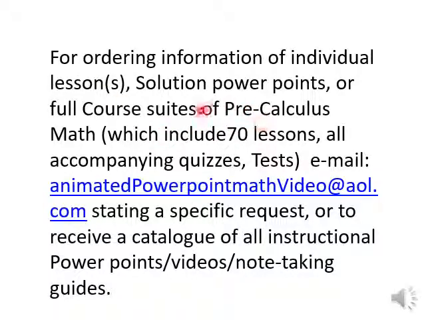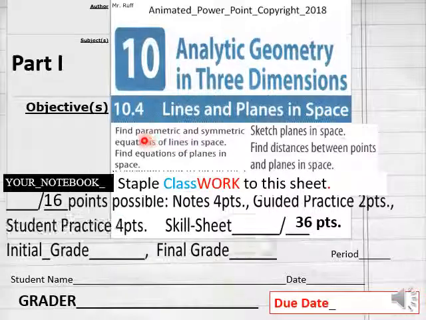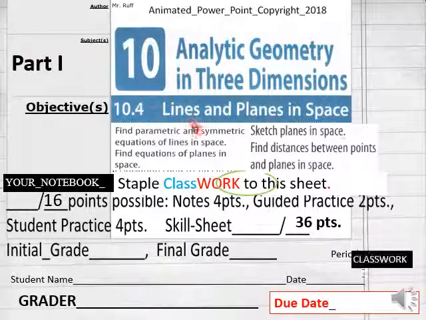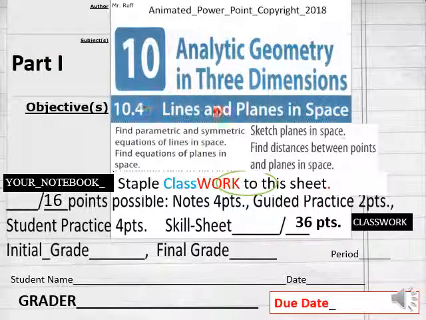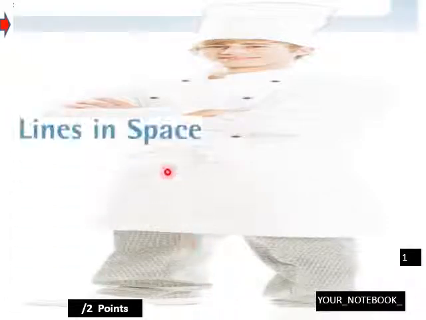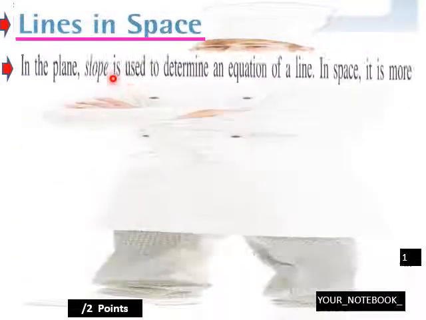Hello everybody, getting ready to do lesson 10.4 part 1, pre-calculus math today, and 10.4 part 1, classwork, lines and planes in space. You will have 16 points on your notebook guide, and then 36 points on your classwork sheet. Have those out. Name, date, period. Okay, into page 1, lines in space.